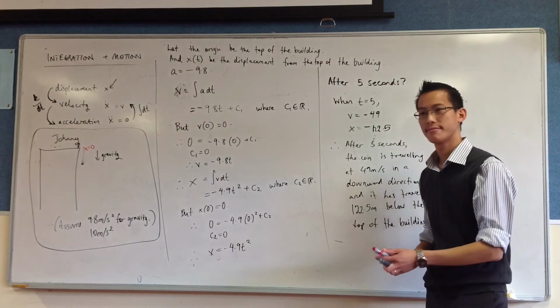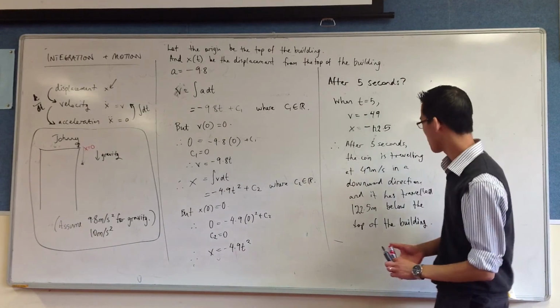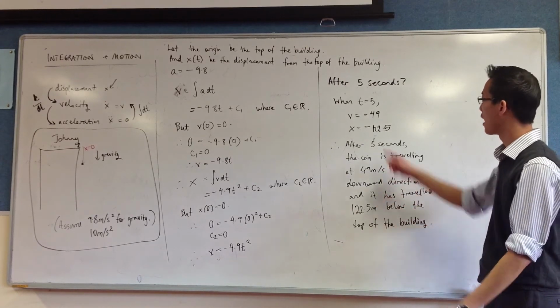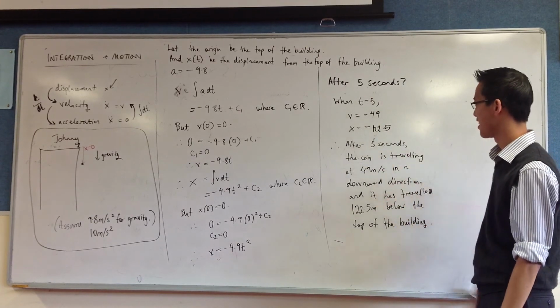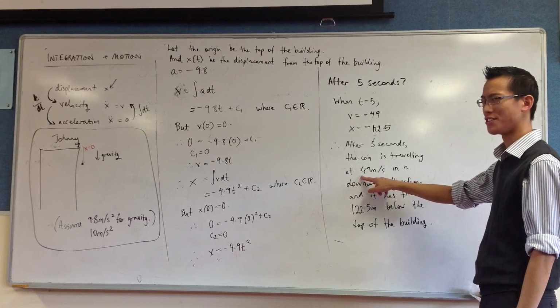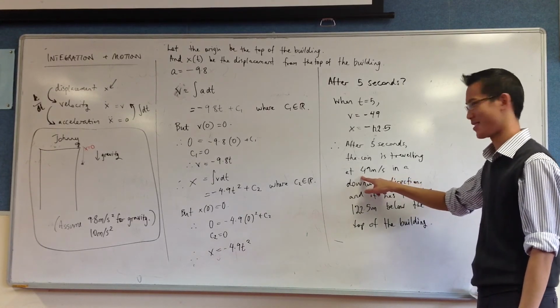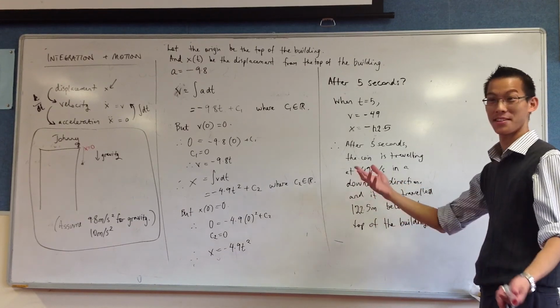If the building is 100 meters tall, then after 5 seconds, assuming it's not an elastic kind of coin, it will be traveling at 0 meters per second, and it will have traveled 100 meters.